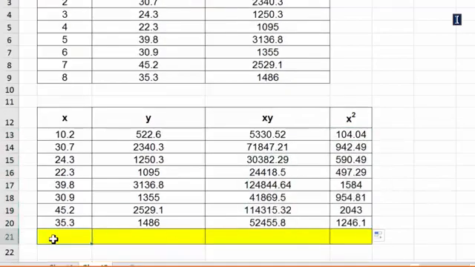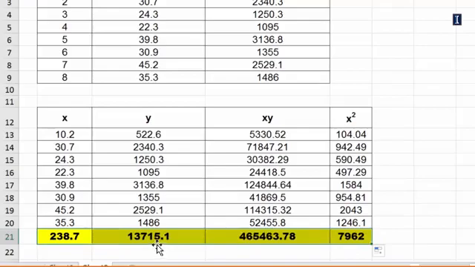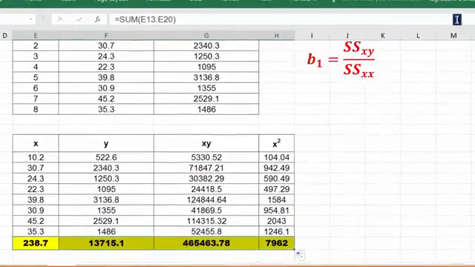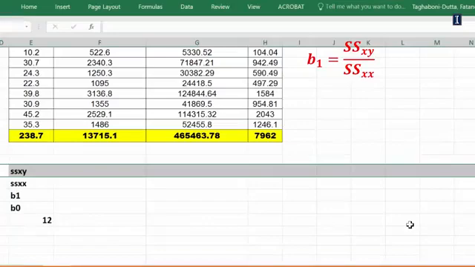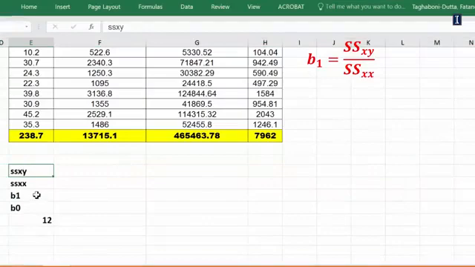Now that I have this, I can calculate the sum for every column. So right here is going to be the sum of x's. And once I have this, I can drag this and I would get values for sum of y's, sum of x's times y's, and sum of x squares. So as you can see for the equation for B1, I would need to have the value of SSXY and SSXX. These are sums of squares in order for me to take the ratio and find B1.